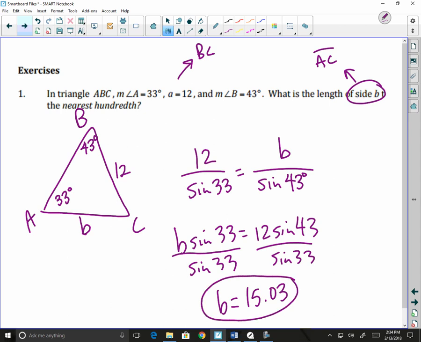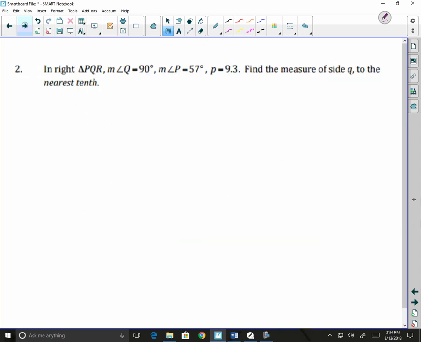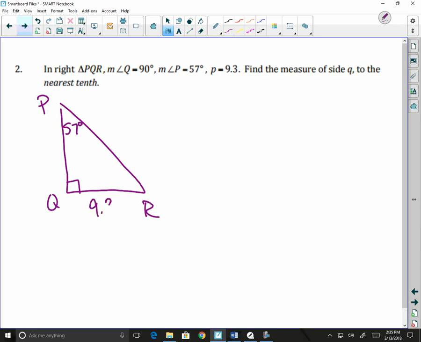So we're finding sides of triangles that aren't right triangles using the law of sines. Well, the next problem shows us that we can actually use the law of sines for right triangles too. This gives us a right triangle, tells us Q is 90 degrees. I could just put P and R wherever we want. Tells us P is 57. Side P is 9.3, which is really side QR. And it wants us to find the measure of side Q, which would be side PR.